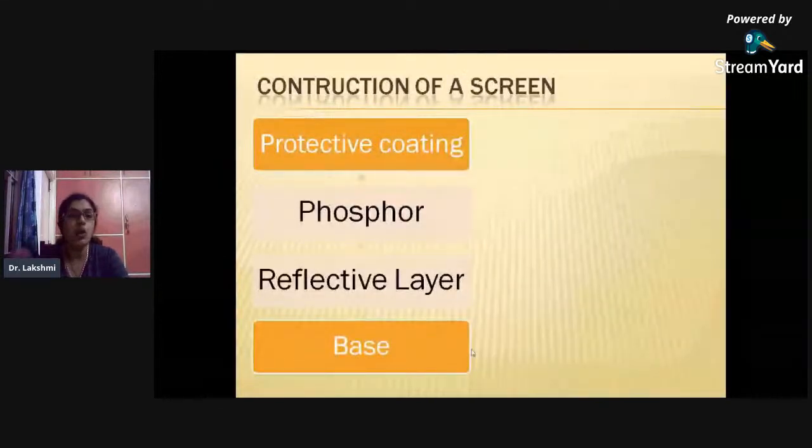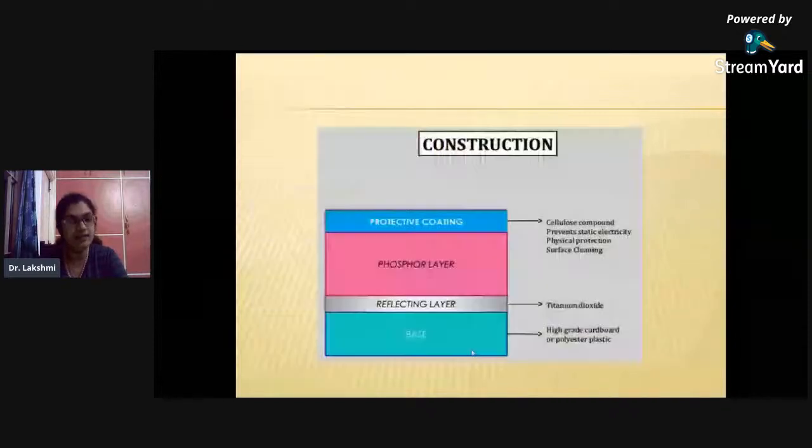Construction of a screen. It is made up of a protective coating, phosphor, reflective layer, and a base. This is the cross-sectional image. See, this is the protective coating. It is a cellulose compound. It prevents static electricity and provides physical protection and surface cleaning. The phosphor layer is this one. The reflecting layer is titanium dioxide, and for the base, high-grade cardboard or polyester plastic is used.